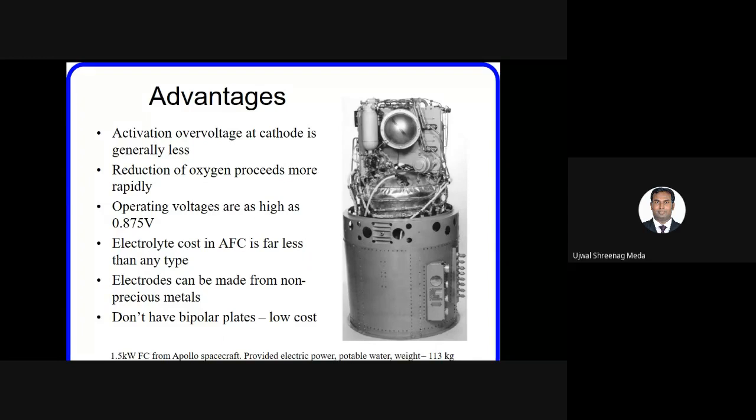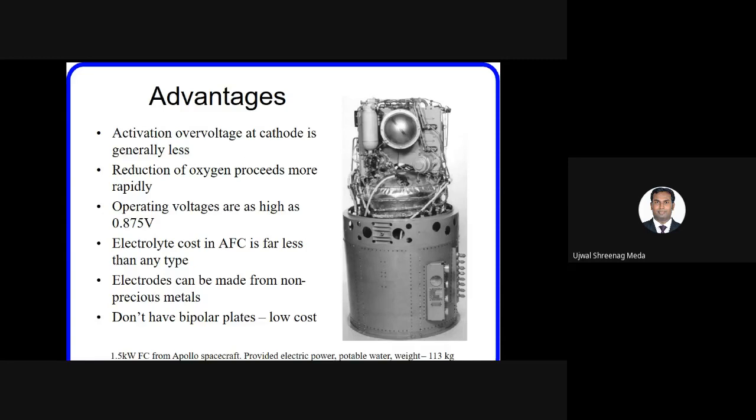And coming to the advantages, we realized that the electrolyte is less corrosive, and also it is one of the cheapest chemicals that can be used as an electrolyte. So we already know that advantage. Also, it is less corrosive.